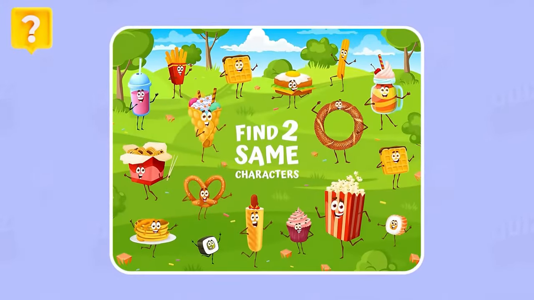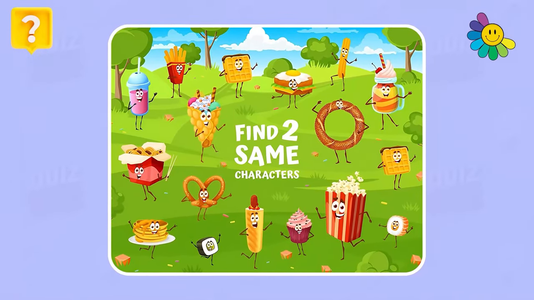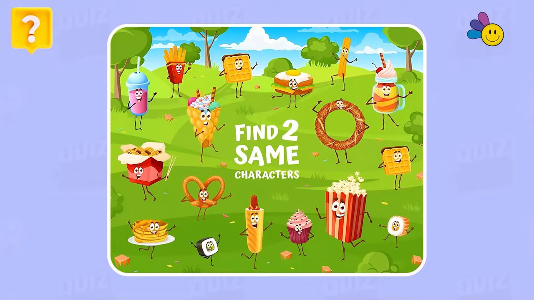Can you find two same objects? They are here.